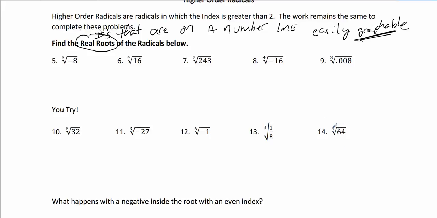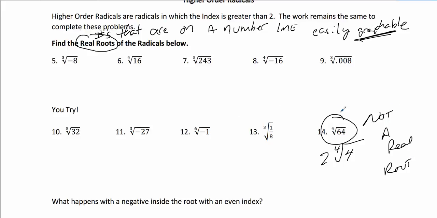So this one here is technically 2 times the 4th root of 4. But the 4th root of 4 is not on a number line. You can't graph that easily. So that's why this number is not a real root. If it just told you to simplify, then this would be your answer here. But because it actually asks you to find the real root, and I know we haven't talked about that already, but that's okay, then this would be not a real root because it's not a real number.